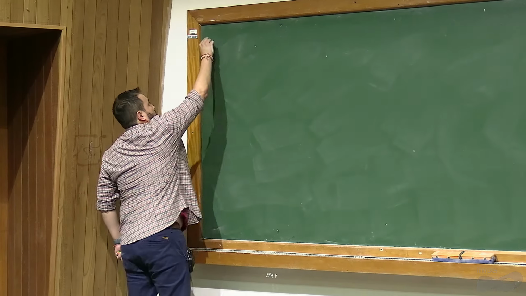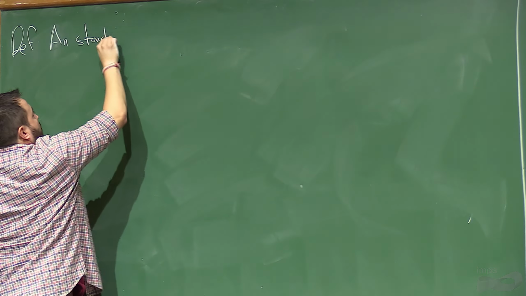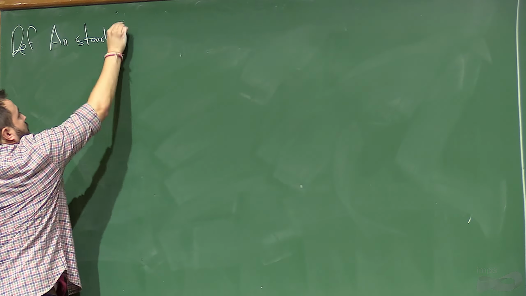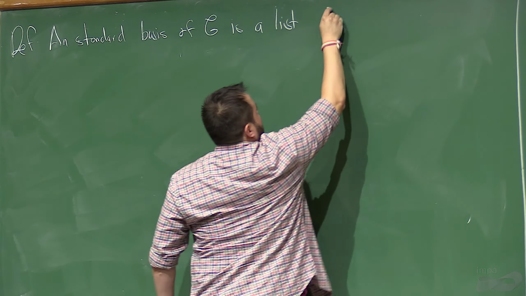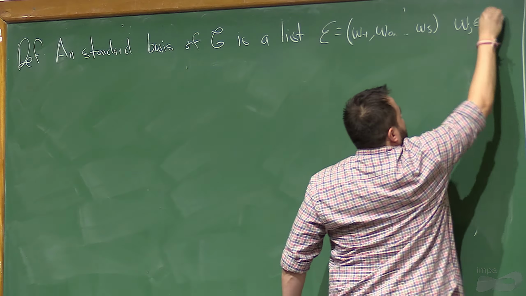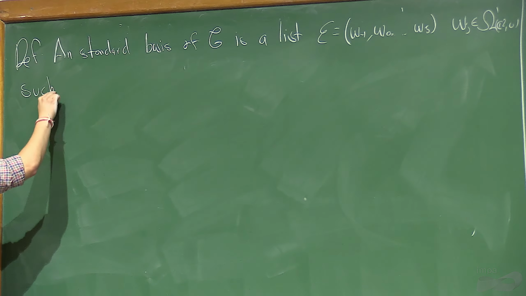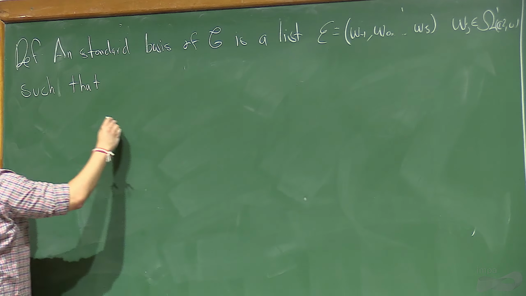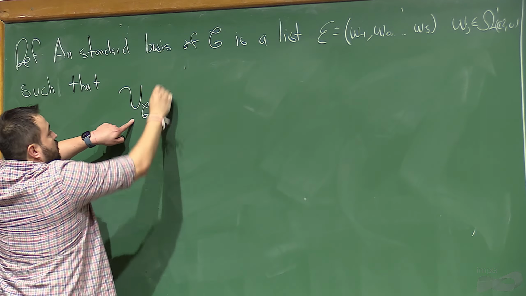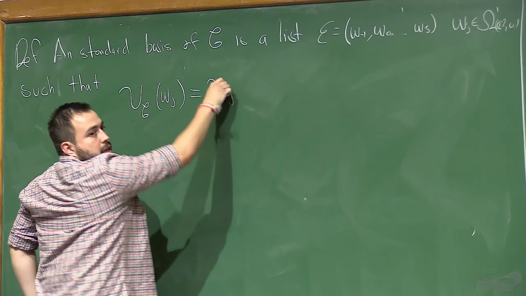Okay. So the definition. A standard basis of C is a list of holomorphic one forms such that the differential value of the branch with this holomorphic one form is precisely lambda j.